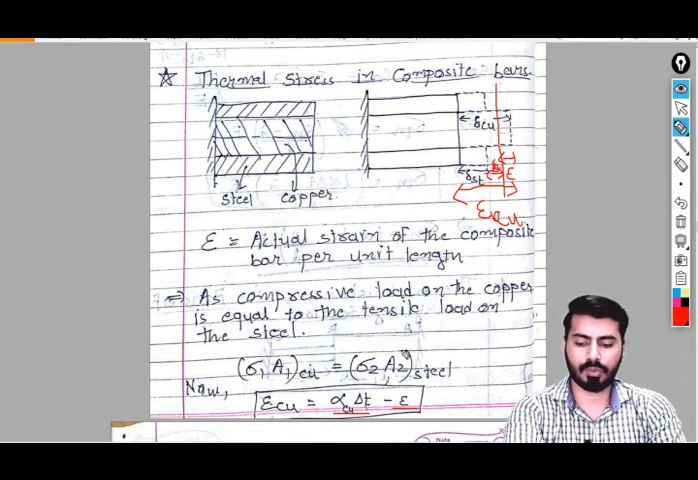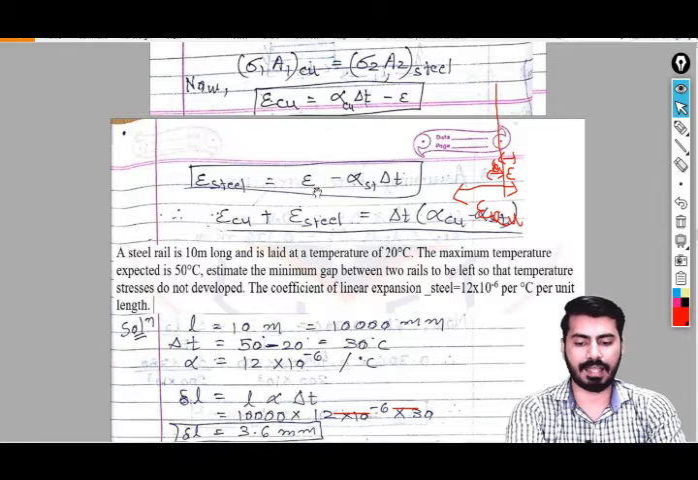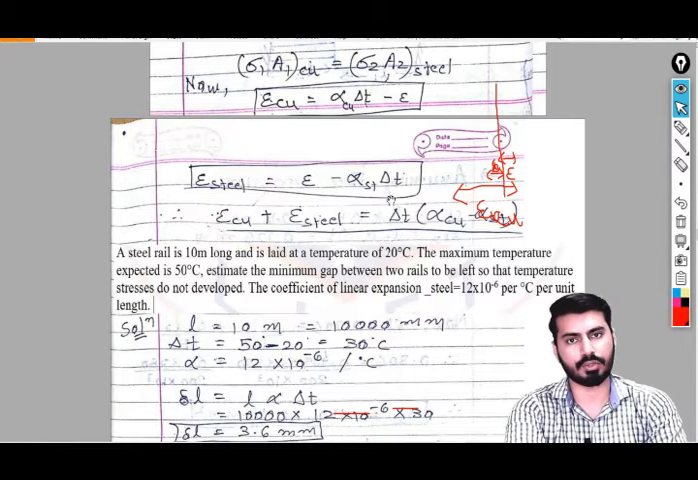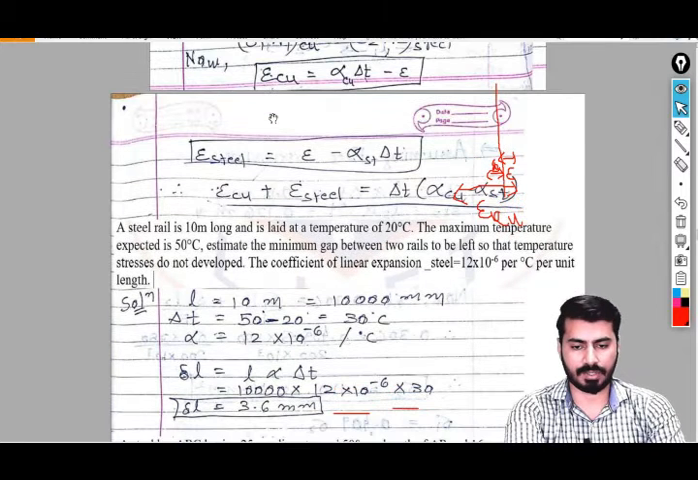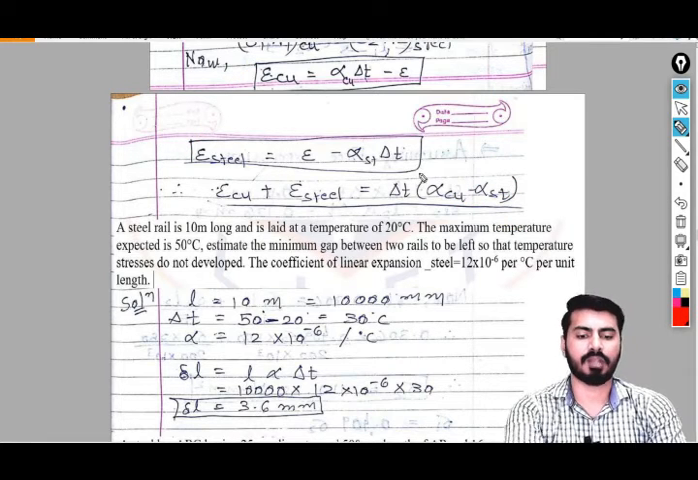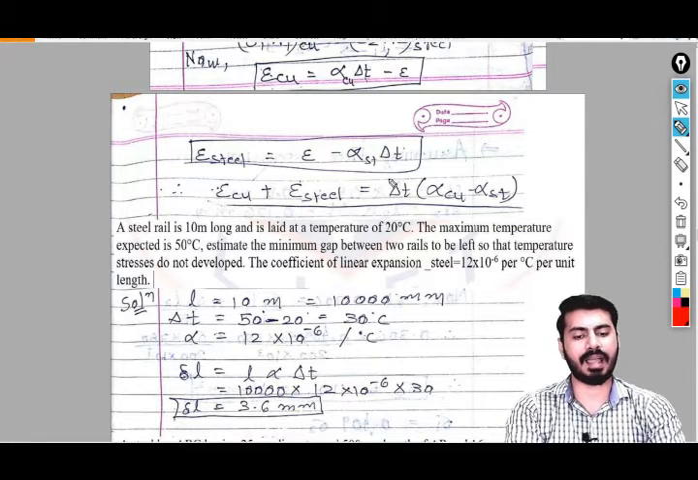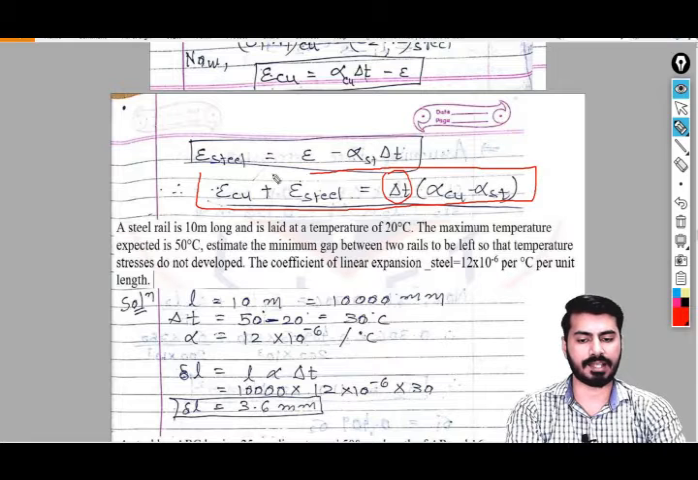Similarly, for the steel, you may write it as epsilon minus alpha steel into delta T. And if you sum up both these values, this one and this one, then you will simplify this answer, and by taking delta T as common, you will get the answer as this one. So this is our final answer. So this is our second step.